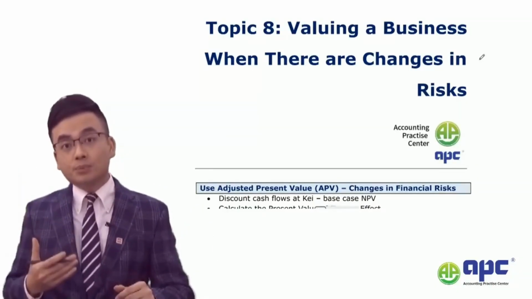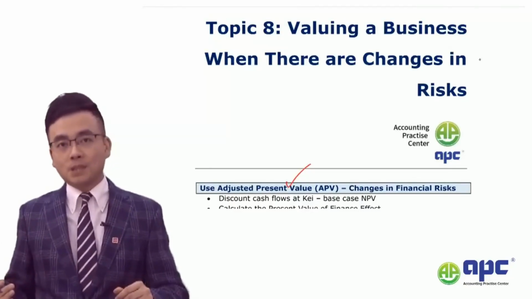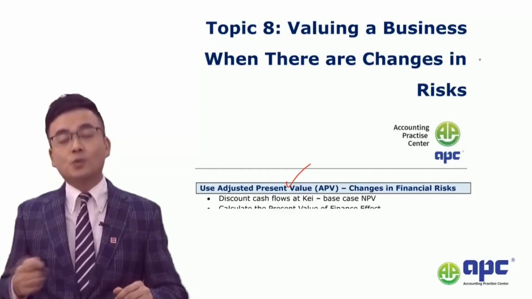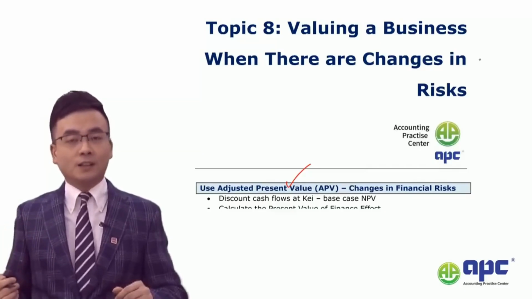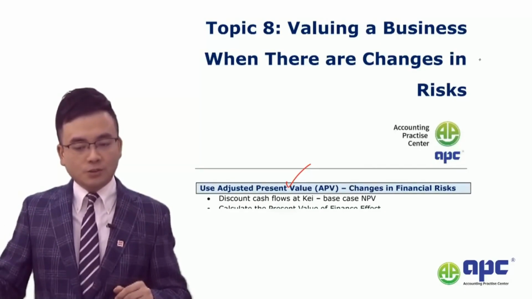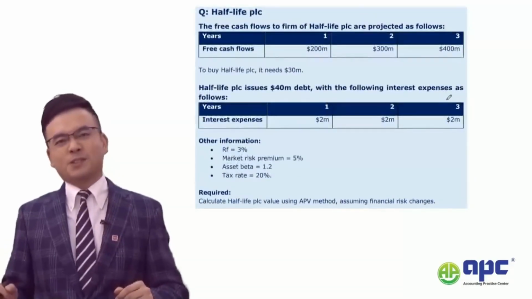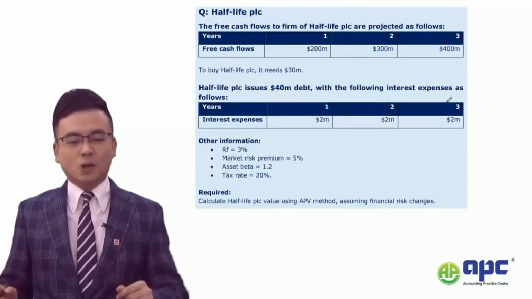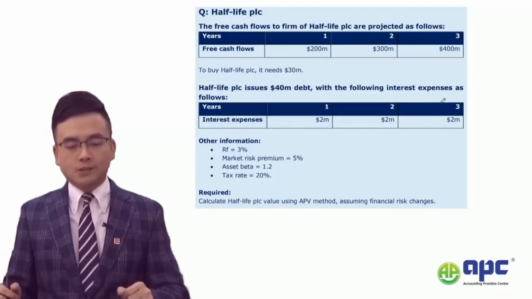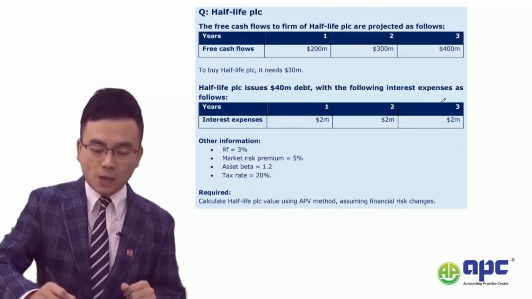We simply, as step one, calculate the base case NPV, which only reflects the business risk. And then we'll consider the present value of the finance effect. Now, the best way to show you is to have a go at this example called Half-Life PLC. I'll say that, yes, it's a bit complicated. Let's read through the question. Required: calculate the value of Half-Life PLC using the APV method.